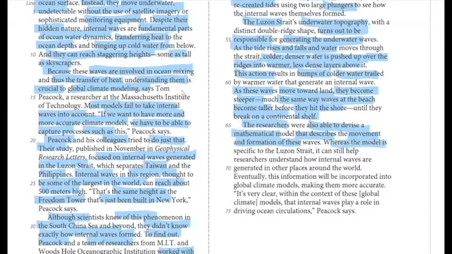As the tide rises and falls, colder, denser water is pushed over the ridges into warmer, less dense layers above it. This results in bumps of colder water. As these waves move toward land, they become steeper, much the same way waves at the beach become taller before they hit shore, until they break on a continental shelf.